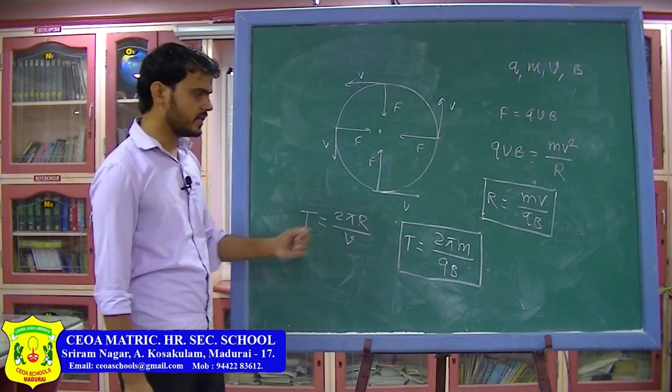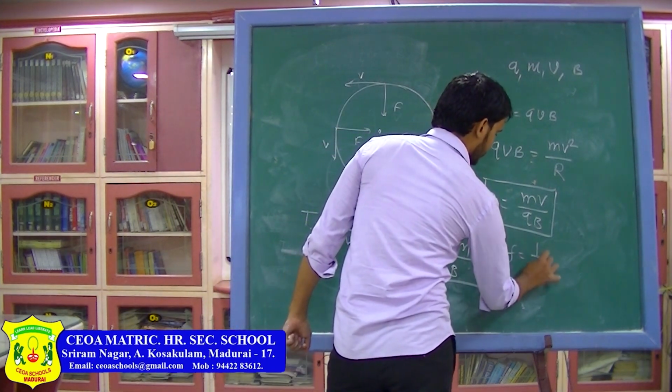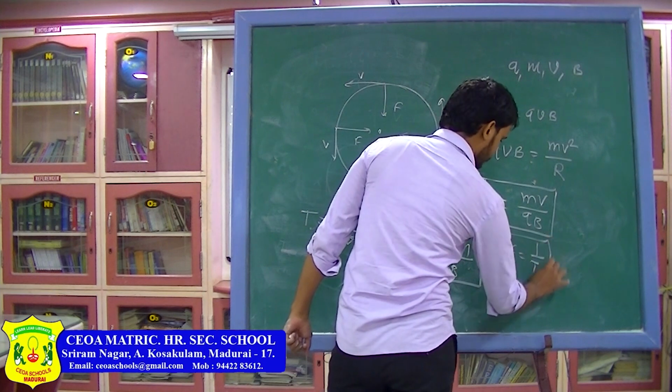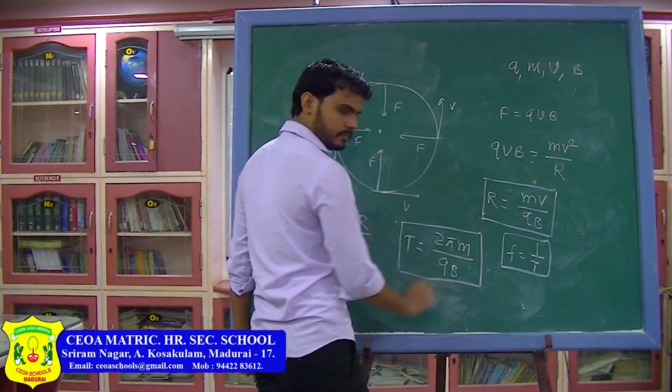Now, as you know the time period, you can find the frequency also. Frequency of the particle can be written as 1 upon T. So the frequency will be qB divided by 2 pi m.